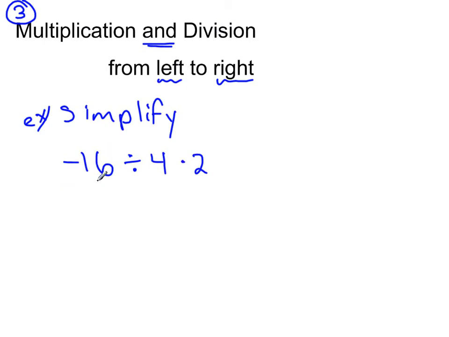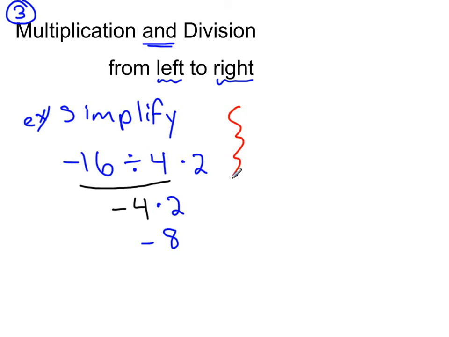You start with whatever you hit first. So going from the left, the first thing we see is division. So we have negative 16 divided by 4. So that is negative 4. And it's still being multiplied by 2. Now you do negative 4 times 2, which is negative 8.